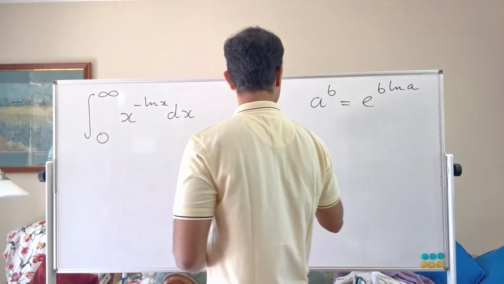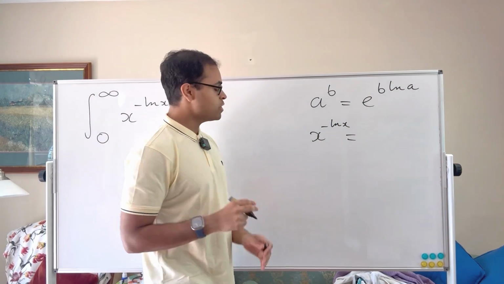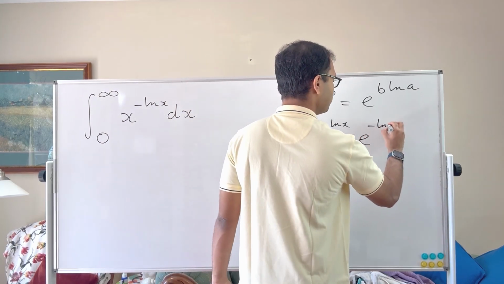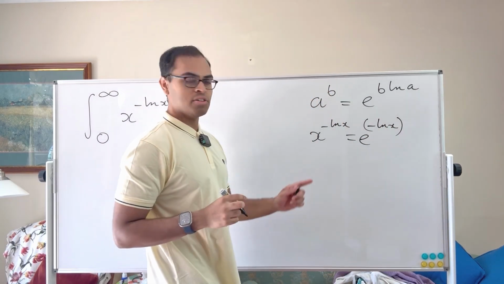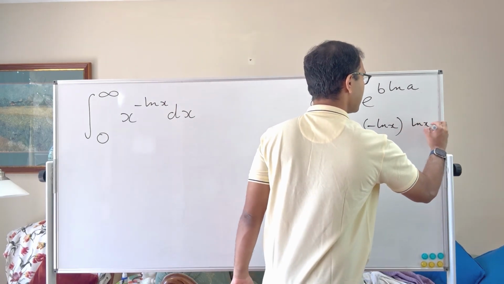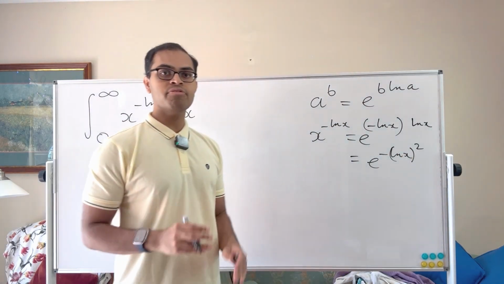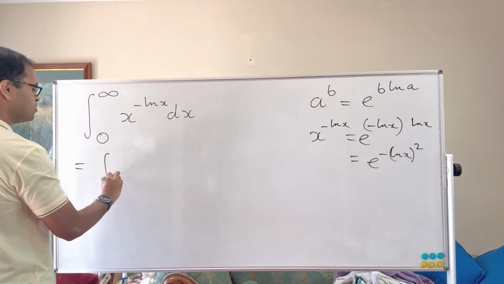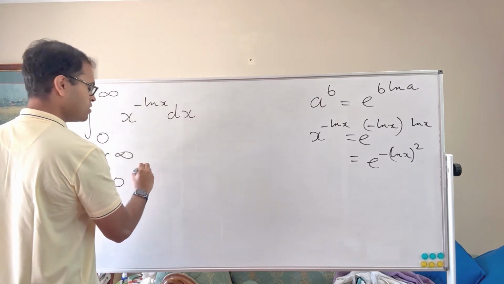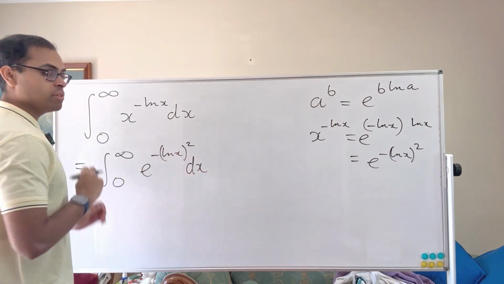So with this in mind, we can now write x to the negative log x. And this is going to be really cool. We're going to get e to the, so b is negative log x here, so we're going to get negative log x times the log of a. And a in this case is x, so it's going to be times the log of x, which is going to equal e to the negative log x squared. So that already helps us simplify what we have to integrate, because now all we have to do, and I say that because it's still a challenge though, is the integral from 0 to infinity of e to the negative log x squared dx. Okay, so that's going to be the integral we're going to have to evaluate.